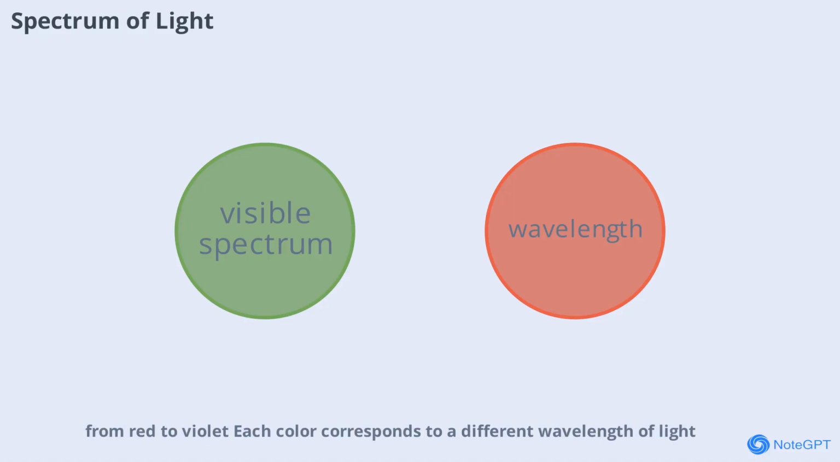Visible spectrum is the range of colors that the human eye can see, from red to violet. Each color corresponds to a different wavelength of light. The spectrum is revealed when white light passes through a prism, showing all the colors in order. Understanding the spectrum helps us learn about light's composition and its role in nature.